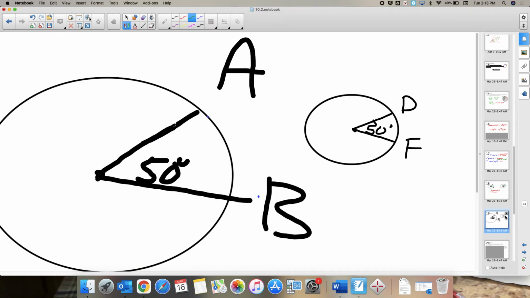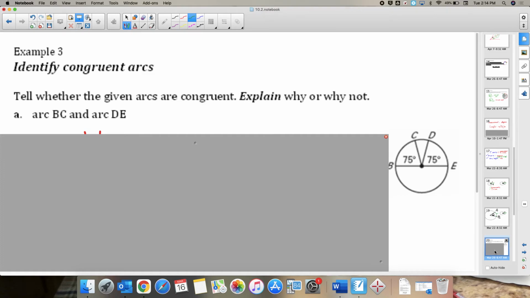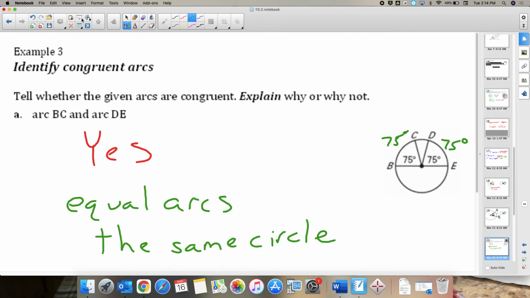Whereas here, yes, the measurement of both of these will both be 50 degrees. But if you notice, the size of the circle is not the same. So the size of my arc here, they are not going to be the same. That's how we tell. So if you look at your examples then, arc BC would be 75 degrees, arc DE would be 75 degrees, and then it's coming from the same circle, so the size of the circles are the same. So are they congruent? Yes, they are.